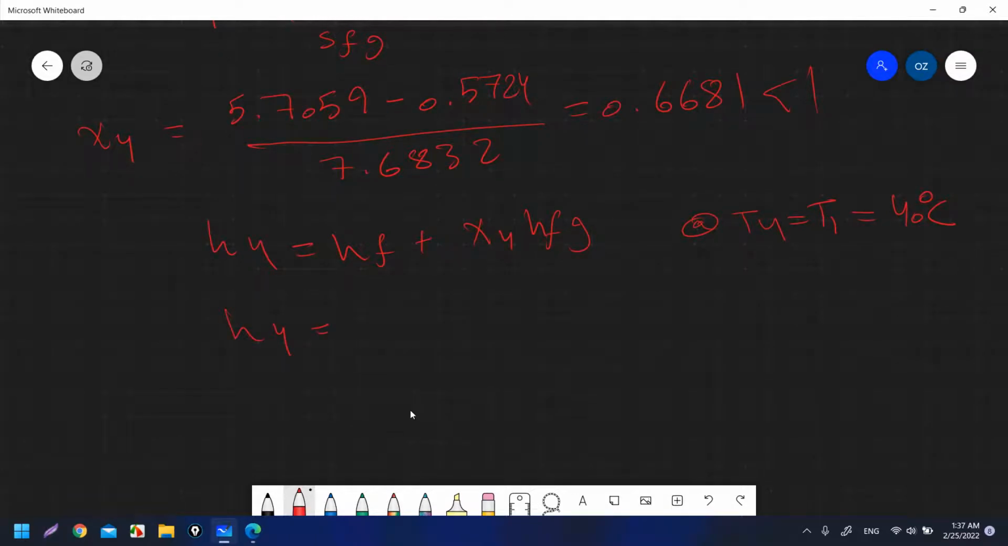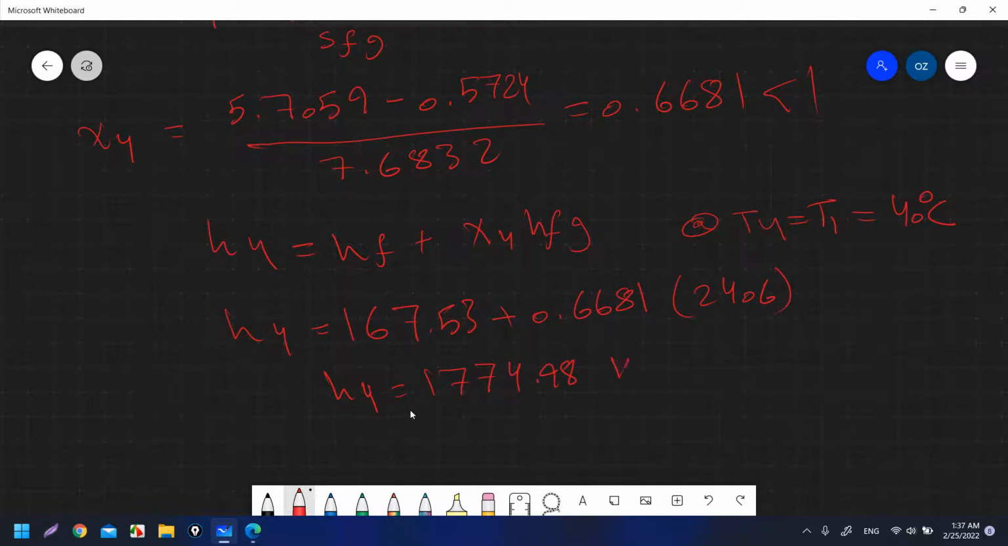So H4 is equal to HF. HF is 167.53, and this one is H1. We calculated H1 also at the same temperature, which was HF, so same number. X4 is 0.6681. HFG at this temperature is 2406. So H4 is equal to 1774.98 kilojoule per kilogram.